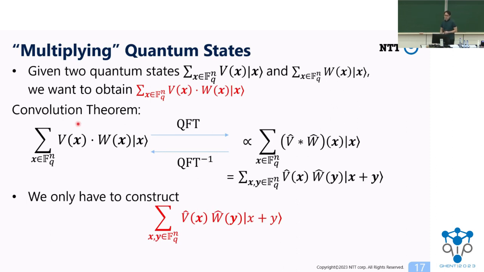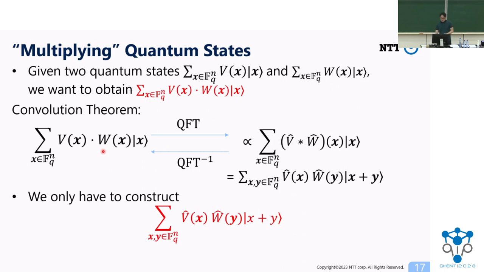apply quantum Fourier transform to this state, then the resulting state is proportional to this state, where the amplitude function is v hat convolved with w hat, where v hat and w hat are the discrete Fourier transforms of v and w respectively, and the definition of the convolution is written down here. And so, because this is unitary, if we apply the inverse quantum Fourier transform, then this goes back to the original state.